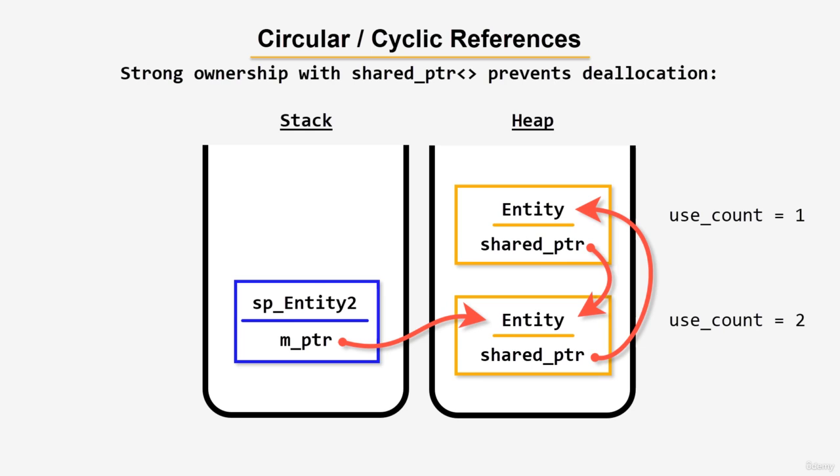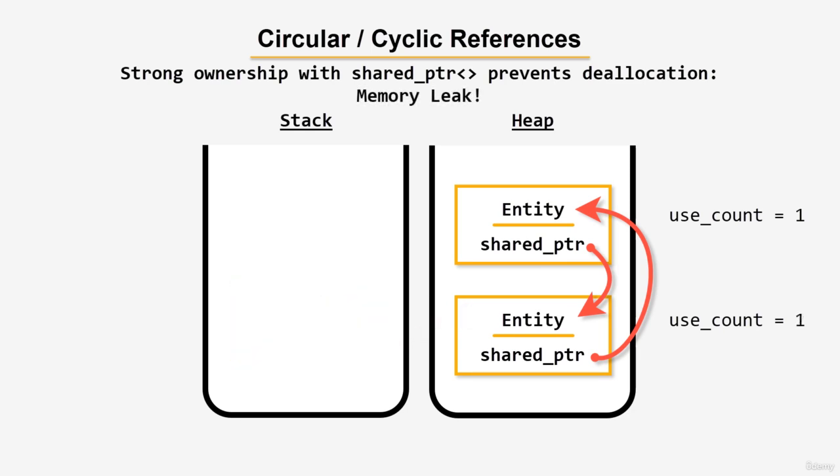Later on in the program, the shared pointer entity 2 may go out of scope. Let's say we exit some function scope or something like that. So the shared pointer entity goes out of scope, it gets destroyed. The reference count for the object that it managed is going to get decremented. So the use count, or reference count, for the bottom entity on the heap is now going to be 1.